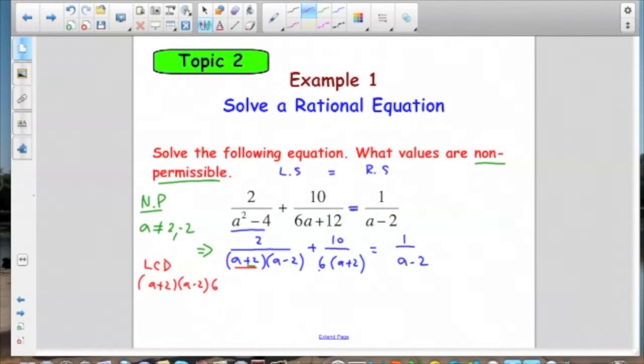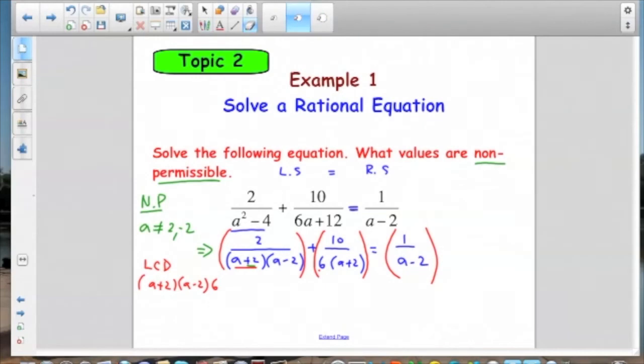So there is our lowest common denominator. So now what you do is you're going to multiply each of these terms by that lowest common denominator. So it takes a little bit of work, but it's good to write it in because it's easy to make mistakes.